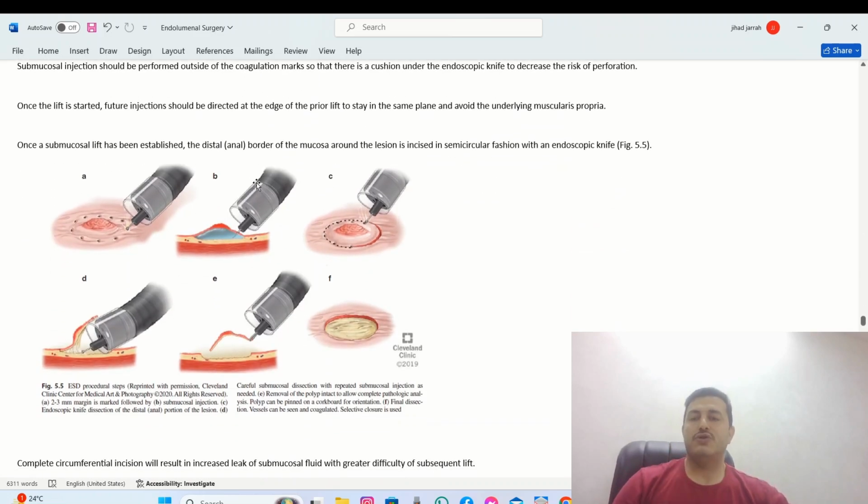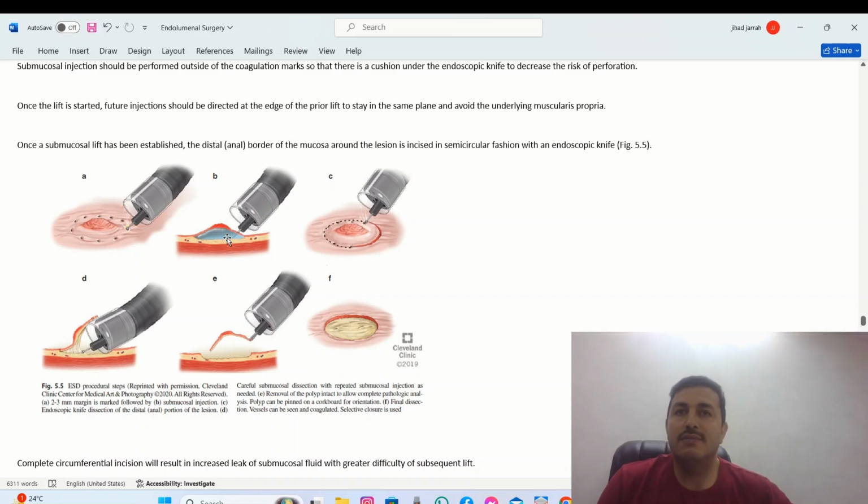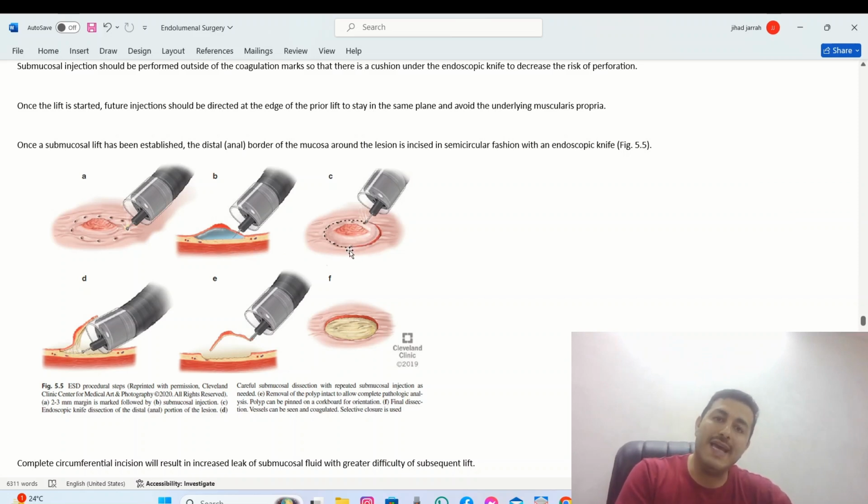Okay, the technique, as you see in this picture: first of all we use a knife. We do not use forceps or snares. We mark around the lesion, with a margin of about 2 to 3 millimeters, and then we use a lifting agent, but a durable agent that will last, because this is a long procedure compared to polypectomy. Then we start to dissect the tissue from the distal or anal side, going tangential, parallel to the submucosa, and then we remove it en bloc for histological examination. This is what we call the classic endoscopic submucosal dissection.